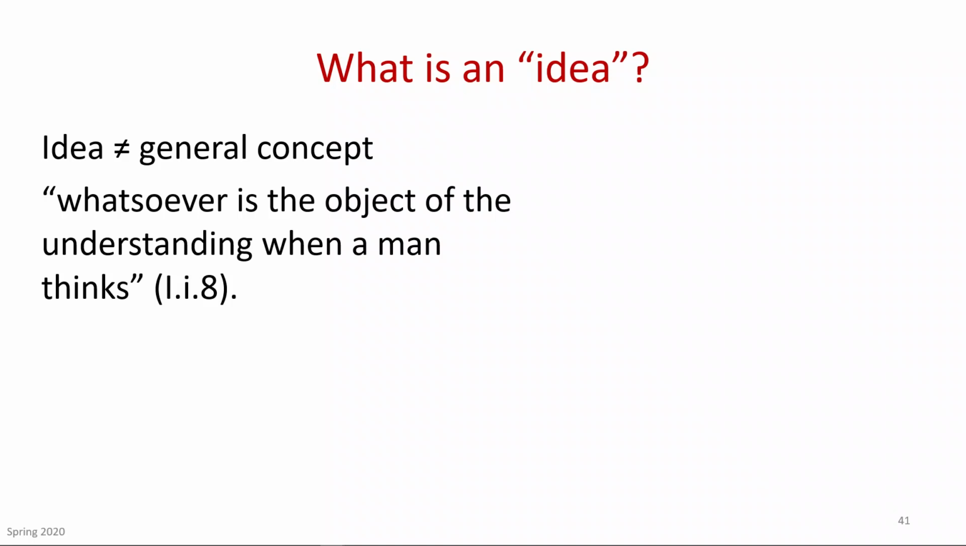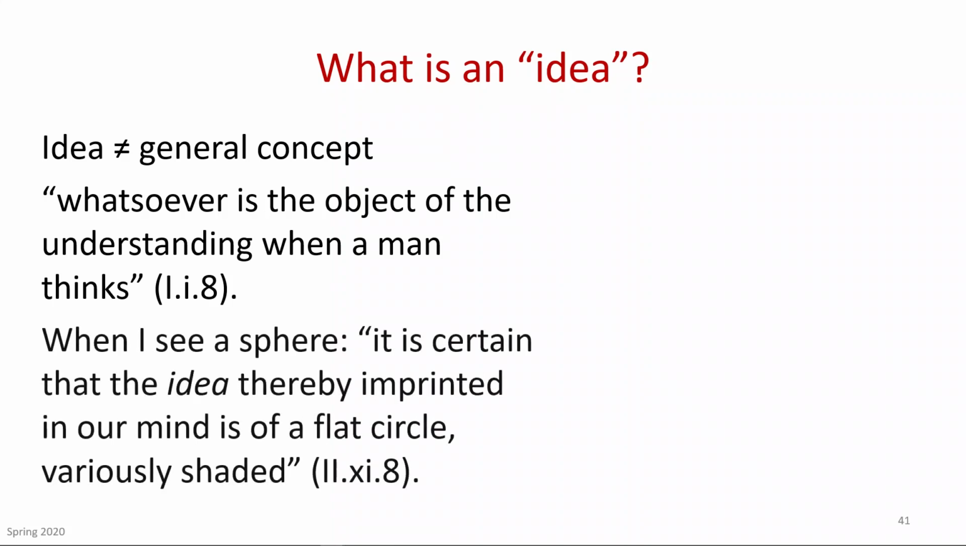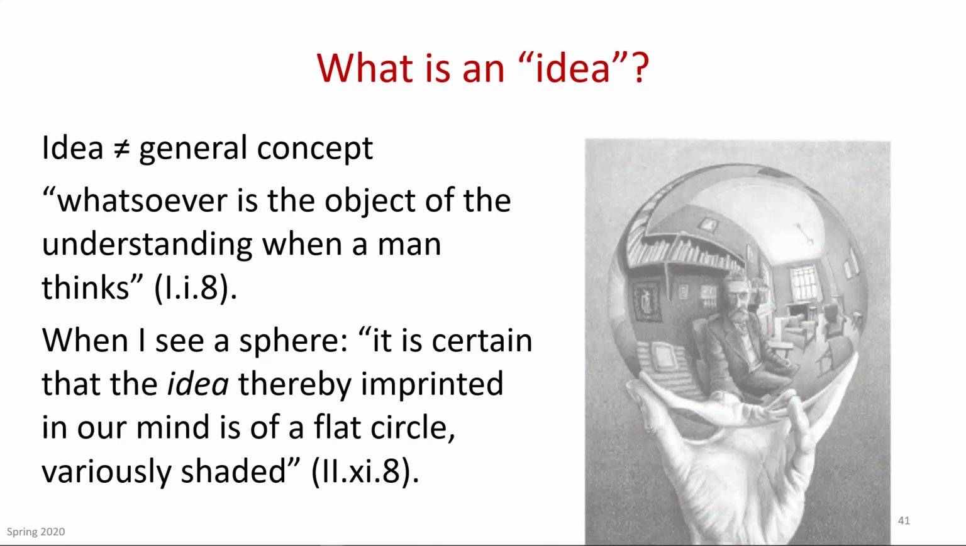Our sensation of yellow is an idea. We have an idea of God. We have an idea of space. These are all ideas. Some are simple, some are complex, and so forth, but they're all ideas. And to give one example, Locke says, when I see a sphere, it is certain that the idea thereby imprinted in our mind is of a flat circle, variously shaded.